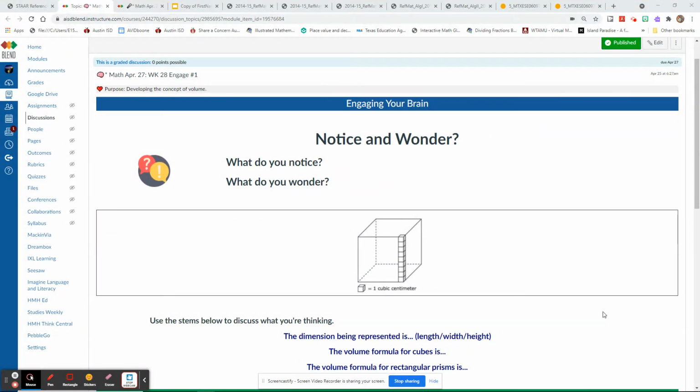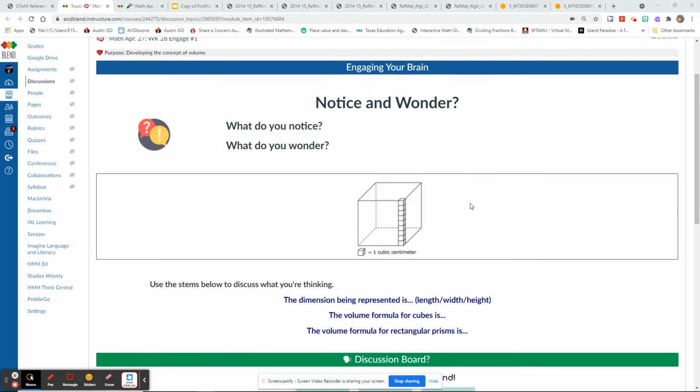For some reason, the camera's not working this morning. Maybe it is, maybe it's not. I don't know. The light's on, but I don't see myself. So, hopefully, I don't know. Either way, you can learn math.